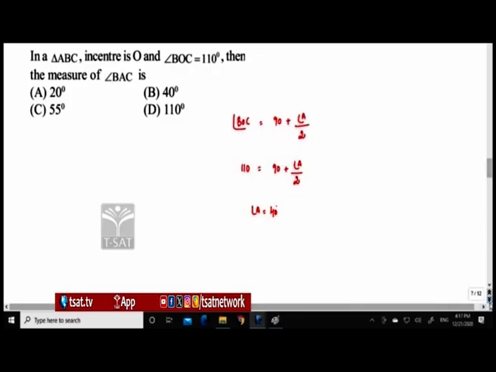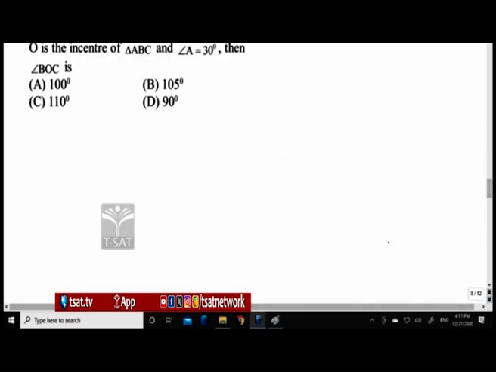Look at the next question. O is the incenter of triangle ABC and angle A is equal to 30, then find angle BOC. Incenter means it is the intersection point of angular bisectors. Therefore, we know the direct formula: BOC is equal to 90 plus A/2. So, 90 plus 30/2, which is 15. So, it is 105 degrees here.